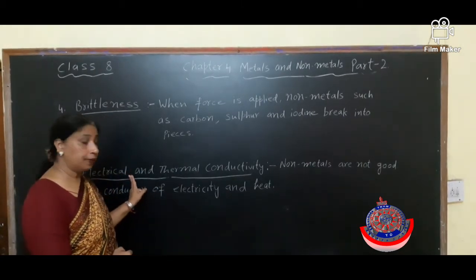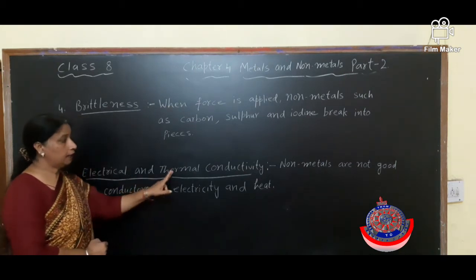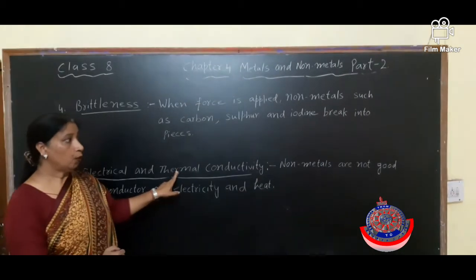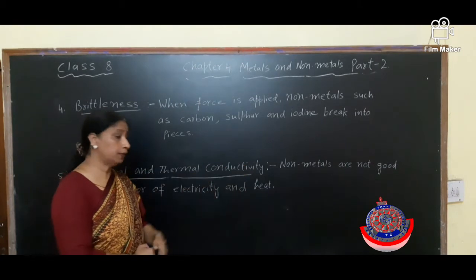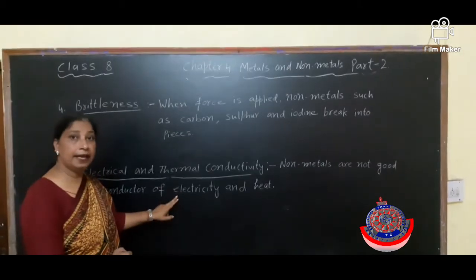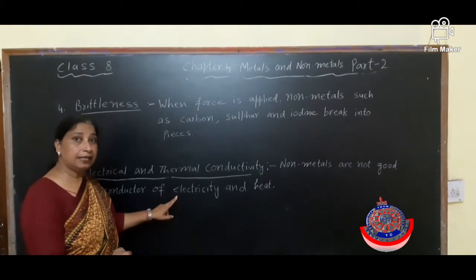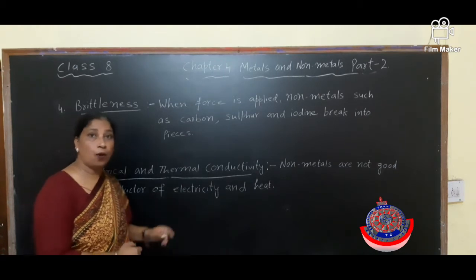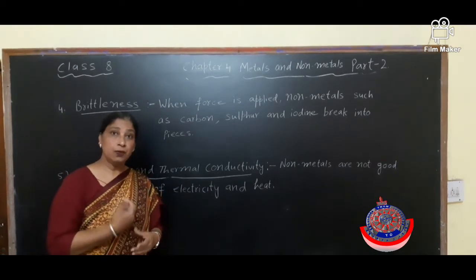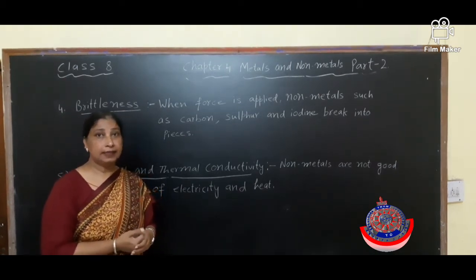Next physical property is electrical and thermal conductivity. Non-metals are not good conductor of electricity and heat except graphite. Graphite is a form of carbon which is a good conductor of electricity and heat.